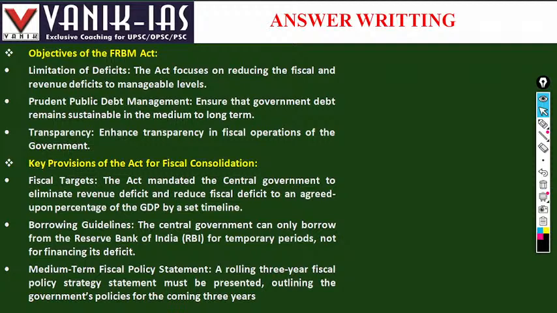Fiscal and revenue deficit to manageable levels. Prudent public debt management: ensure that government debt remains sustainable in the medium to long term.